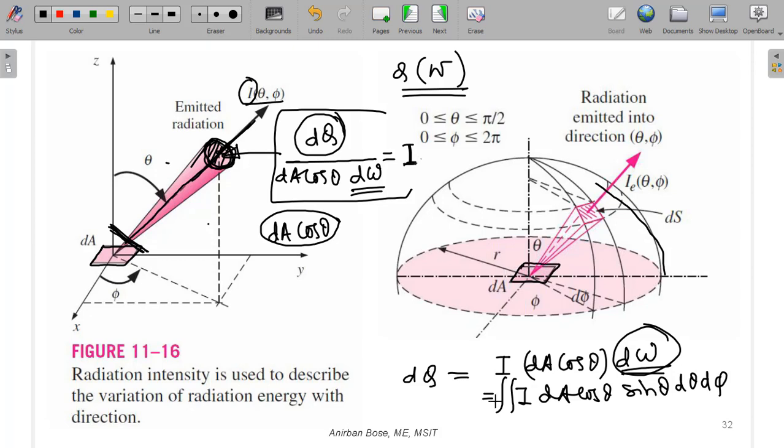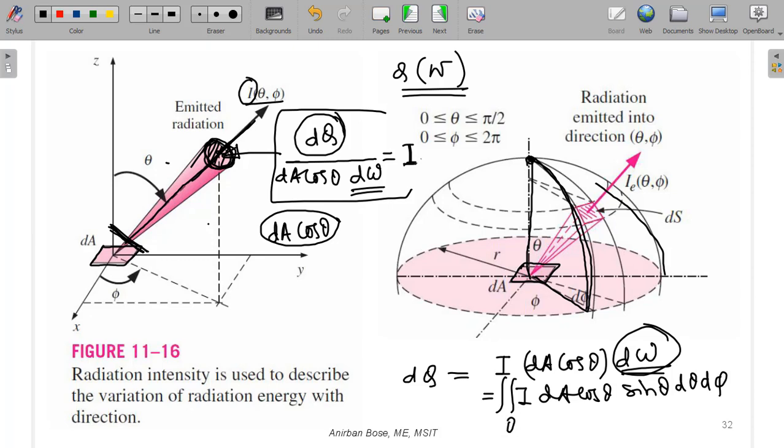If you want to do that, you see how theta and phi are going to vary. It is clear that if you vary theta from 0 to 90 degrees, it will be like this. And then if you rotate this by 2 pi, it will produce this hemisphere.